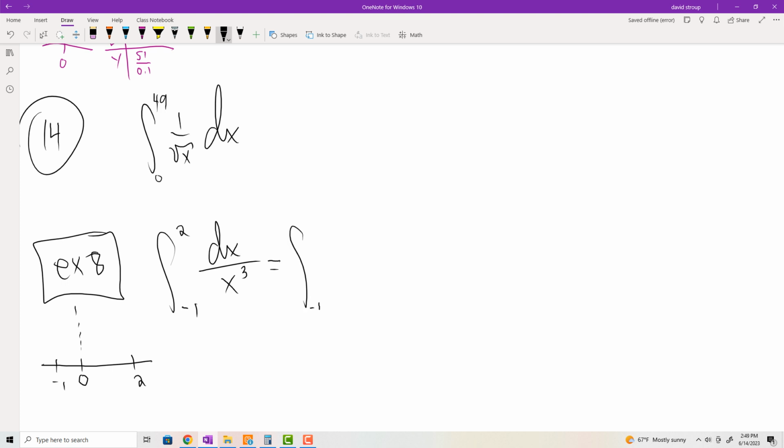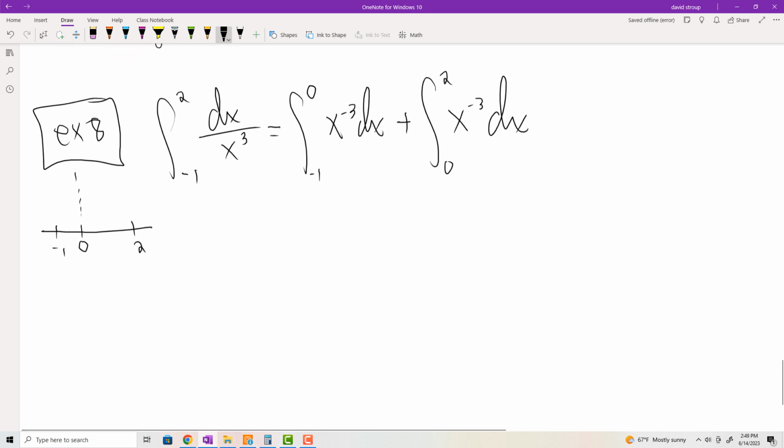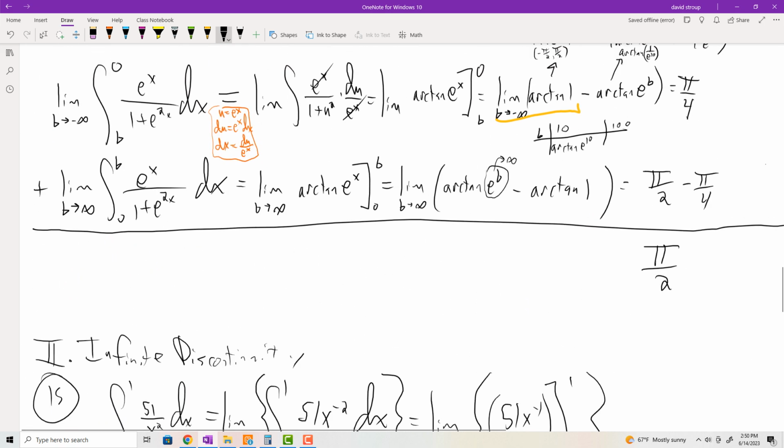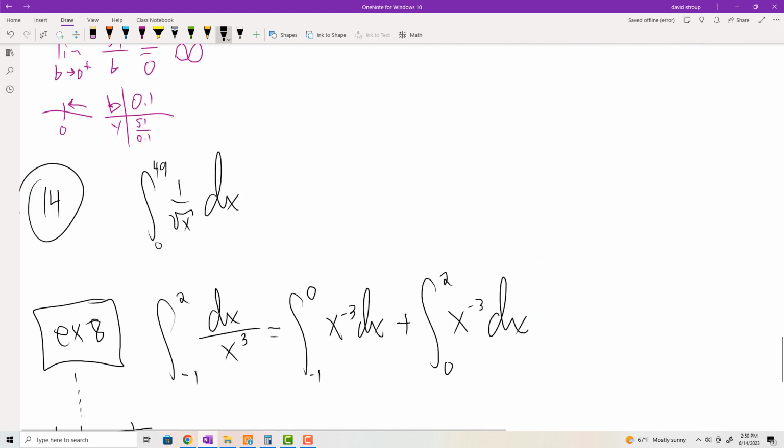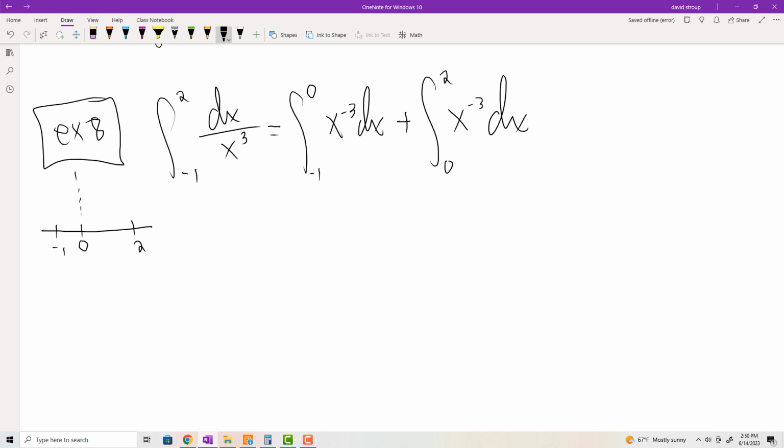So you're going to integrate from -1 to 0 of 1 over x cubed dx, which we write as x to the -3 dx. And then plus this other integral going from 0 to 2. So just like when you have double infinities, you have to split it into the 2 integrals and then evaluate the 2 integrals. Okay. I'll do them both at once. We'll see how this goes.